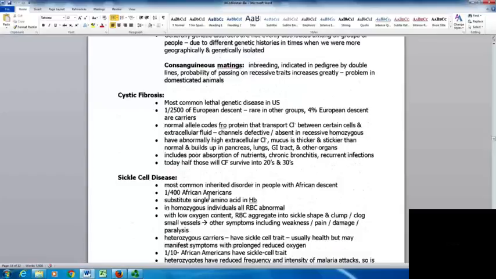Cystic fibrosis is the most common lethal genetic disease in the U.S. It affects 1 in 2,500 individuals of European descent. It's more rare in other groups. 4% of European descent people are carriers for this.